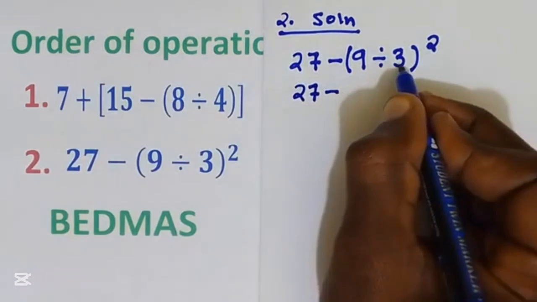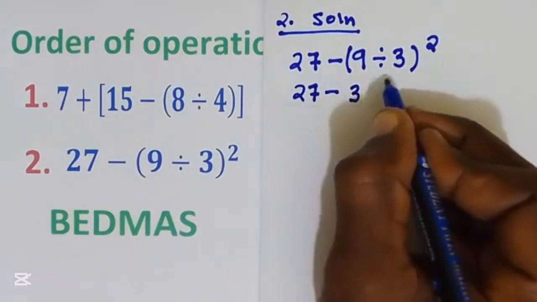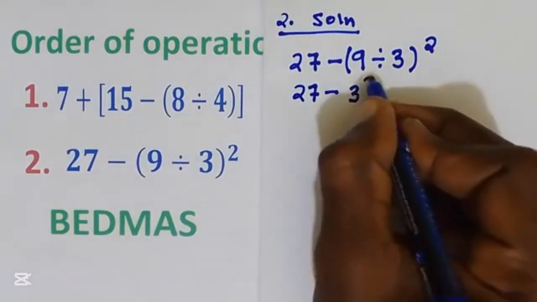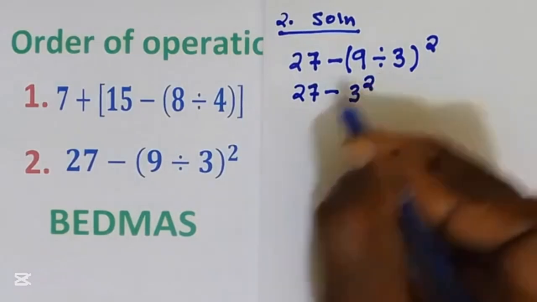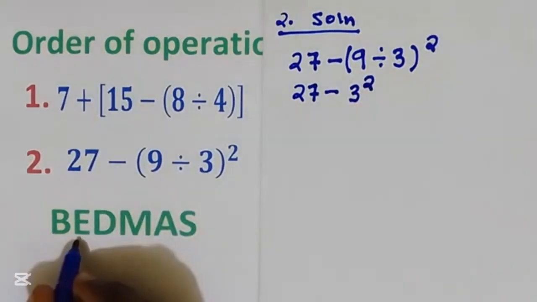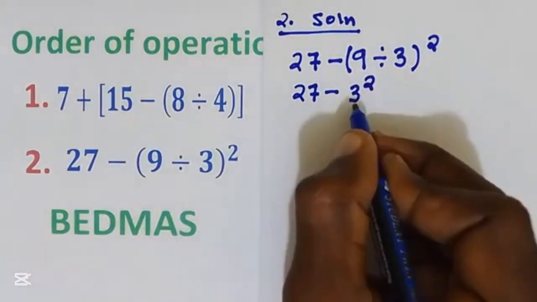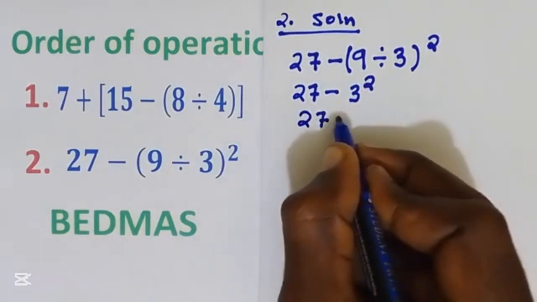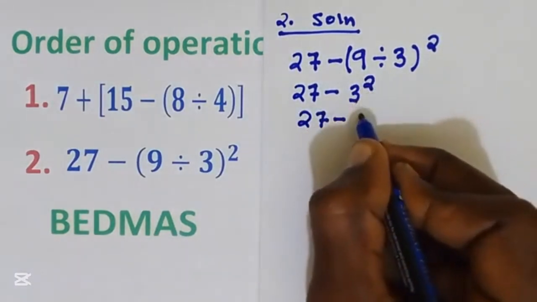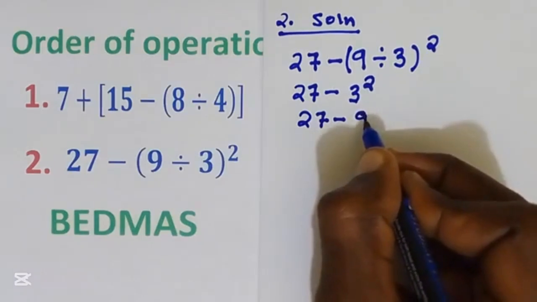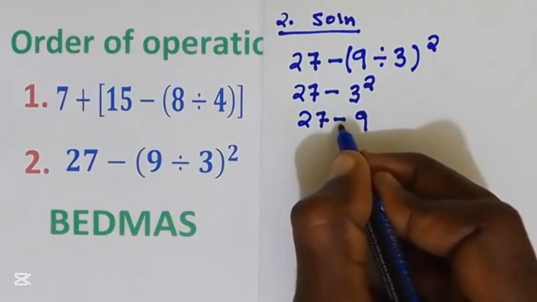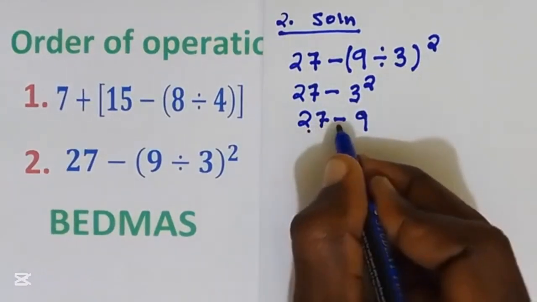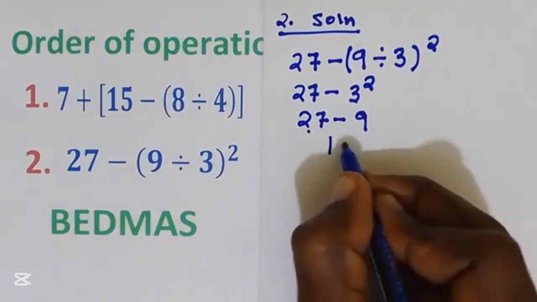9 divided by 3, we got 3. But 3, it is square. Now, next, we are going to look for the exponents. That is 3 square. So we have 27 minus 3 square is equal to 9. At last, we are going to finish with subtraction. That is 27 take away 9. We got 18.